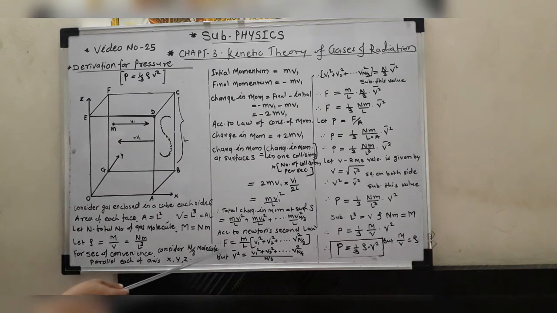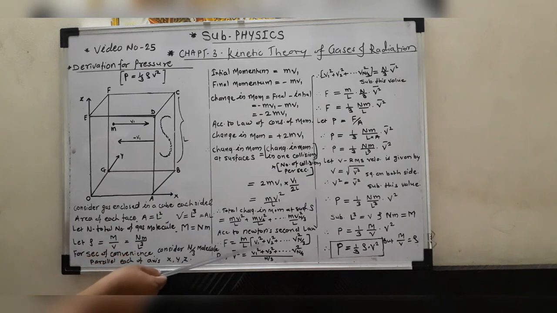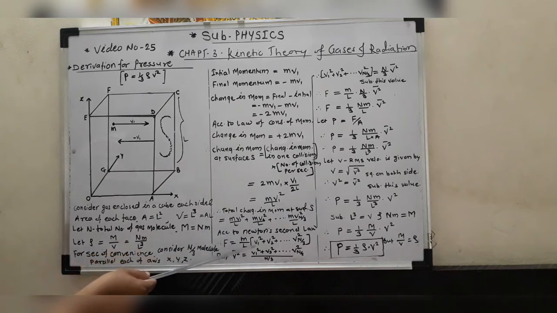Therefore F is equal to this. Then we have to take the common m by L, and various terms are remaining in this bracket. According to Newton's second law, the total change in momentum is nothing but the applied force. Therefore we write F instead of the total change in momentum. F is equal to m by L, this is the common factor, and the remaining terms in the bracket are v1 square plus v2 square plus dot dot dot vn by 3 square.